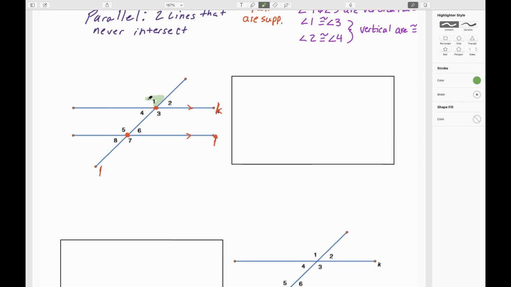And to the upper left of that, in relation to the vertex and the transversal, which I will color red here just to give us, the upper left of that vertex, we have angle 1. Angle 1 is in the upper left.